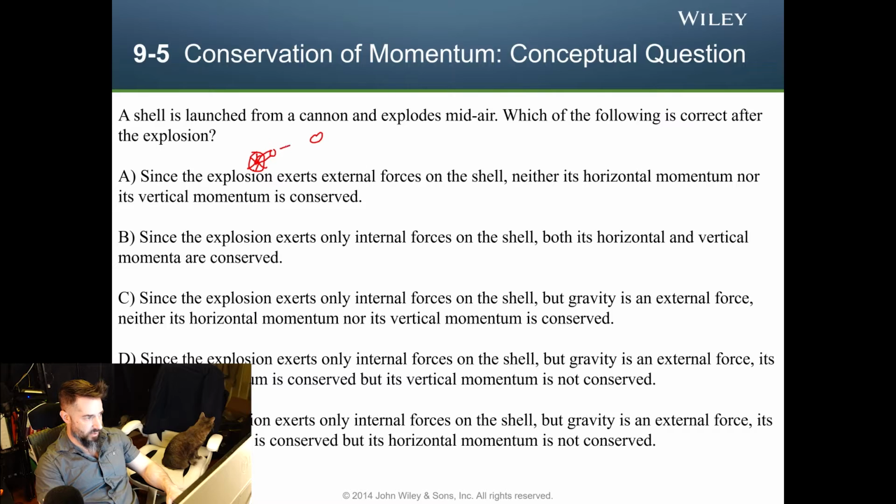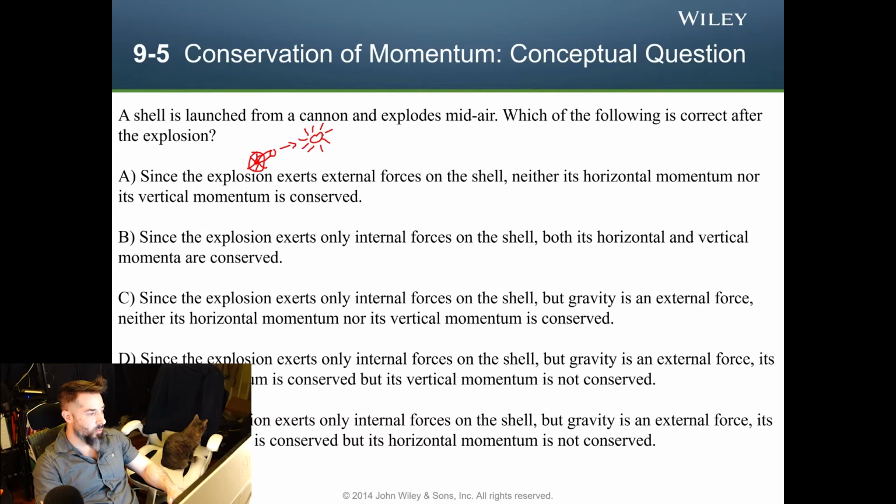You have some projectile that has moved outwards, and now it is exploding. I don't know if that's the best explosion animation, but that's about the best I can do. Which of the following is correct after the explosion? Okay, so what has happened here is we've launched this ball into the air.